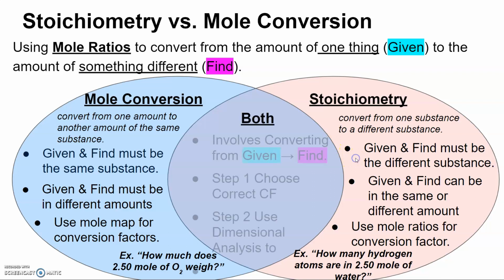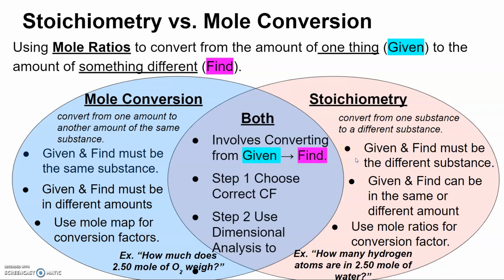All right, now in terms of what they have in common. Both of these problems are going to involve converting from given to the find. And in both problems, the steps are the same. You're choosing the correct conversion factor and then you're using dimensional analysis to solve.